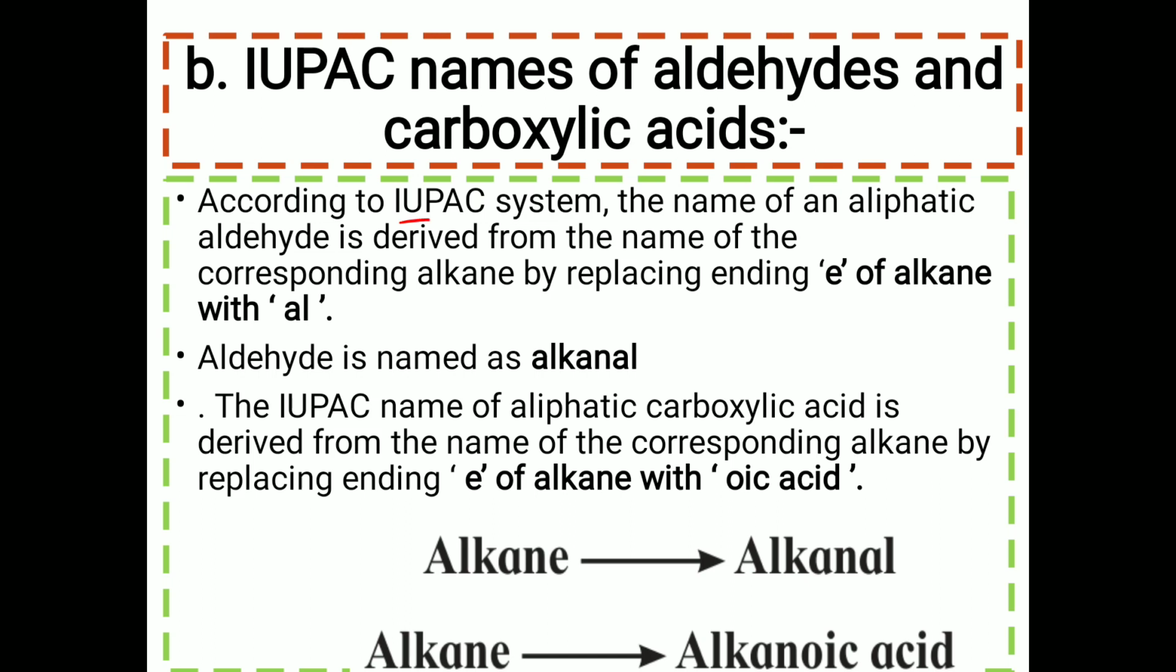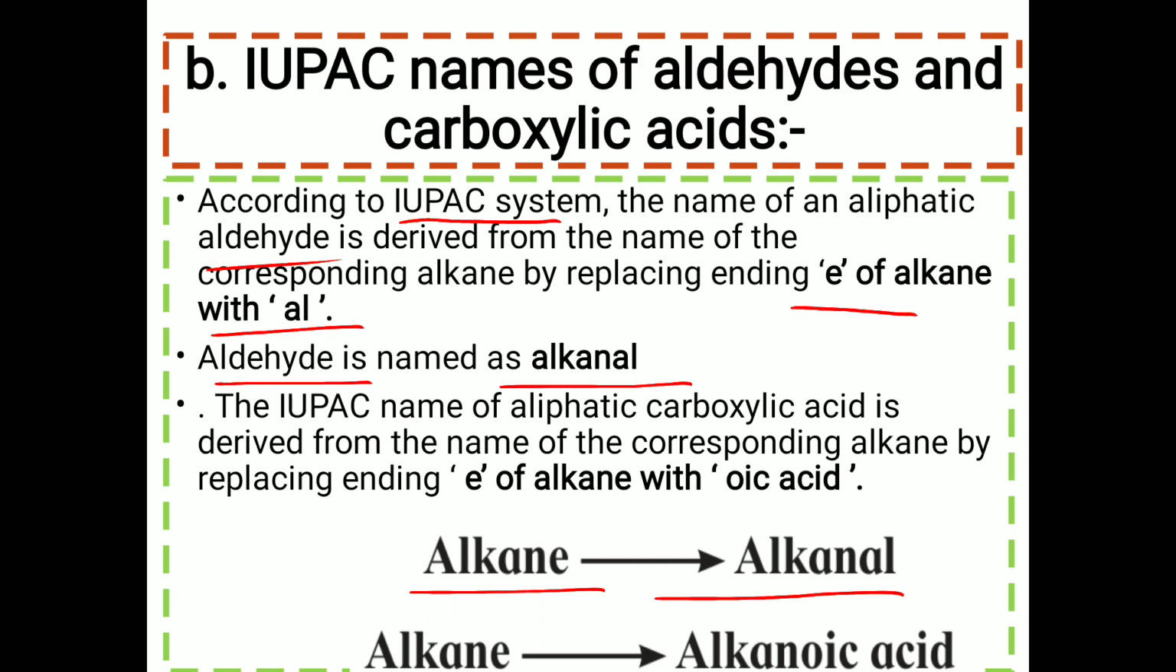Now according to this IUPAC system, the name of the aliphatic aldehyde is derived from the name of the corresponding alkane by replacing the E of the alkane with the al. That means aldehyde is named as the alkanal. In short, whichever alkane it is, when we make it an aldehyde, we name it as the alkanal.